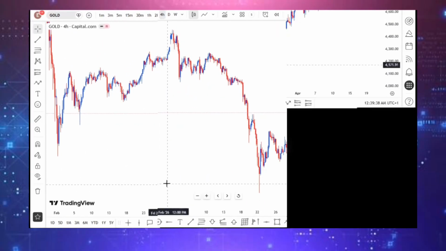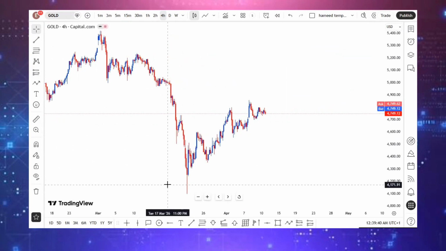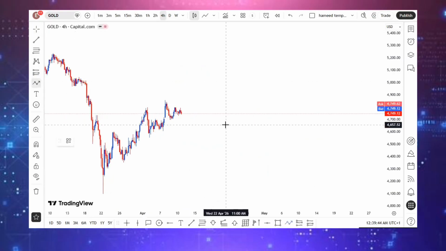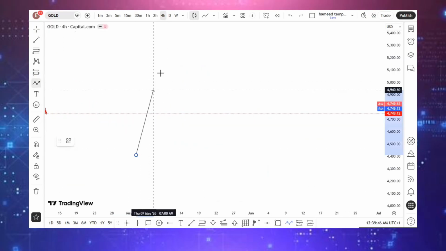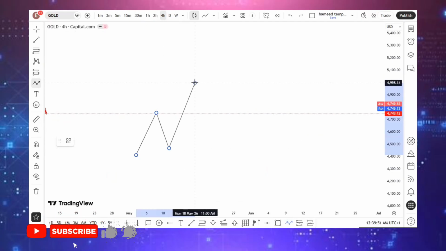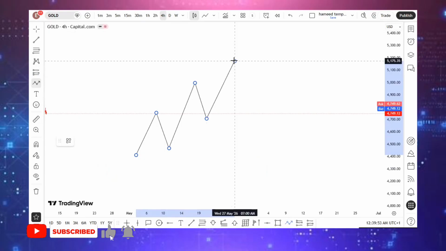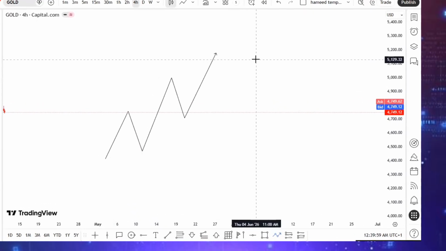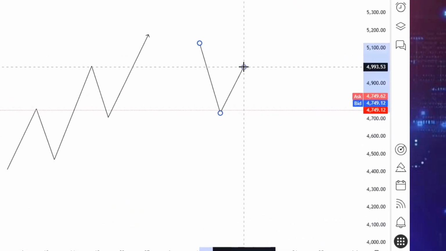We all know we have just two ways the market can move, which is uptrend and downtrend. For instance, now this is an uptrend. You have something like this, something like this. And for the downtrend, we have something like this.